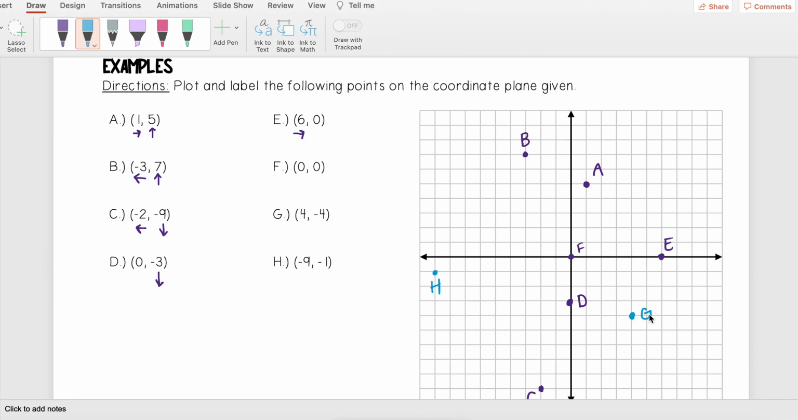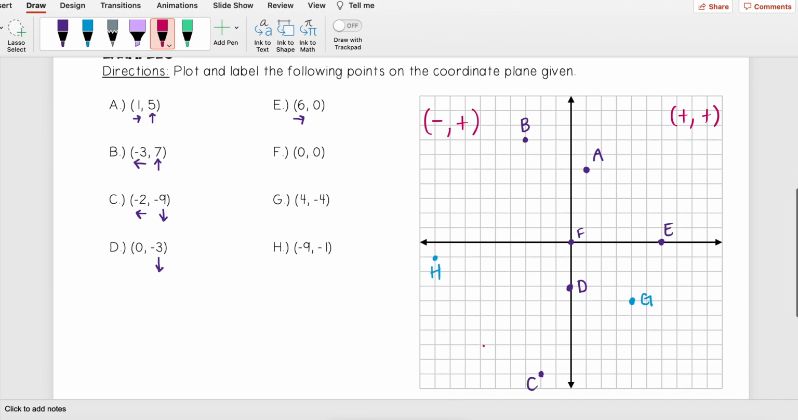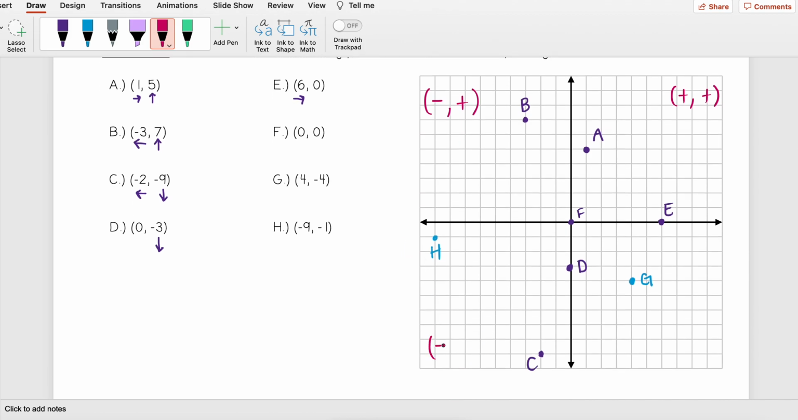Okay, for point G, you should have drawn it over here, and for point H, you should have drawn it over here. So there is a pattern with all 4 of these quadrants. Any points that are in this first quadrant are going to have both numbers being positive. Any numbers in this quadrant are going to have your x-coordinate be negative, your y-coordinate positive. In the third quadrant, they're both going to be negative. And in the fourth quadrant, your x-coordinate is going to be positive and your y-coordinate is going to be negative.